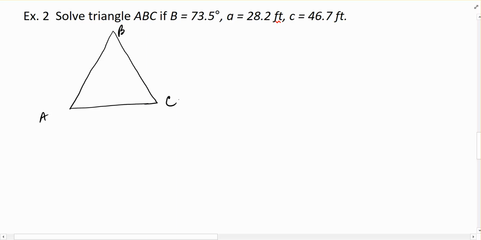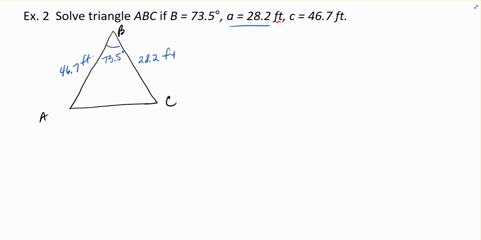Now I'm going to label my triangle going ABC as I move around the triangle in a clockwise fashion. I know that angle B was given as 73.5 degrees, and I know that side A is 28.2 feet, and remember sides go across from their angles, and side C would be 46.7 feet, again across from angle C. So here I have again, sides and an angle.